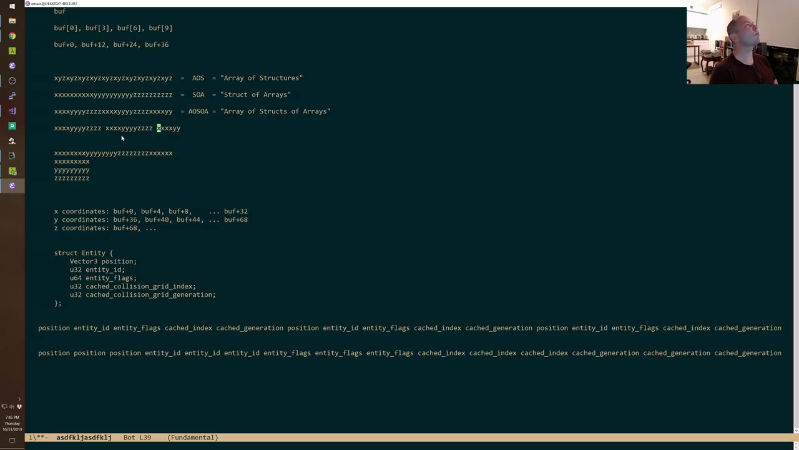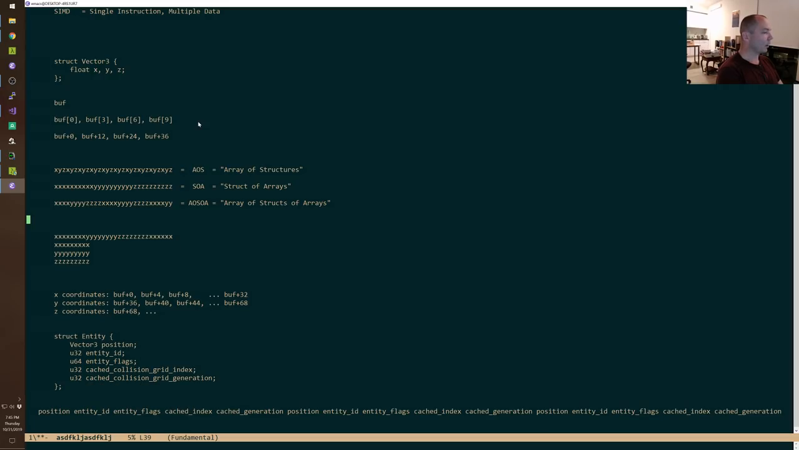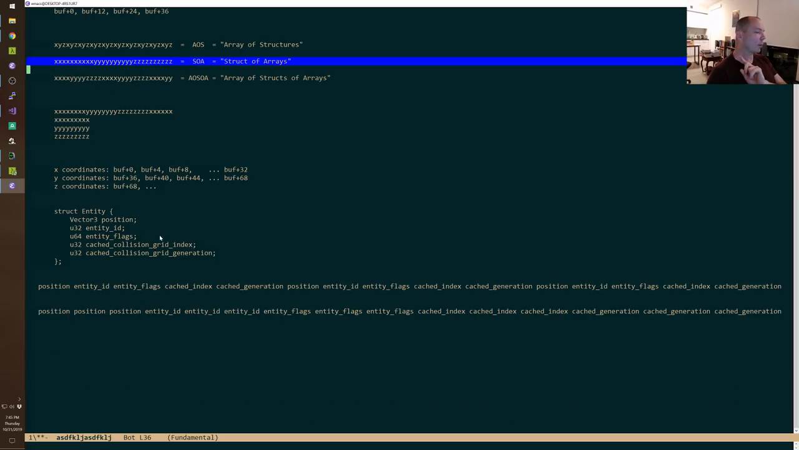Now, it depends. What the fastest thing is depends on the CPU. But that's the point of doing AOSOA, whereas with non-AOSOA, it's a little different. I don't mean to say that this is strictly better, right? This is better for some things.